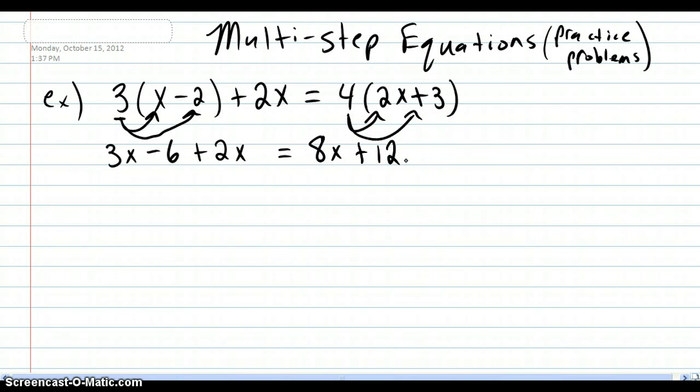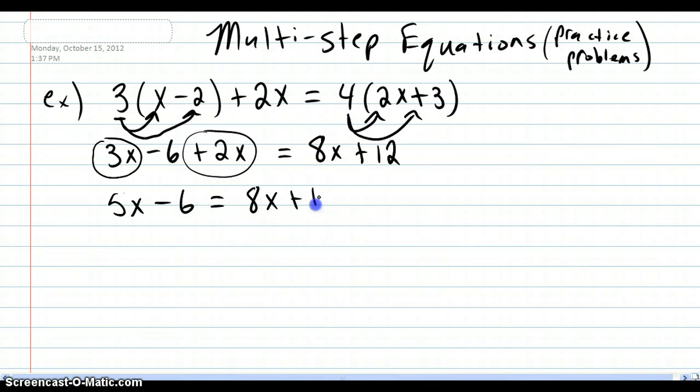Now we can start to combine like terms. We have a 3x, a number, and another x, a positive 2x. So we can combine 3x with a positive 2x. 3x plus 2x is 5x. Bring down the minus 6, bring down the equal sign, and bring down everything else because we still haven't used it yet.